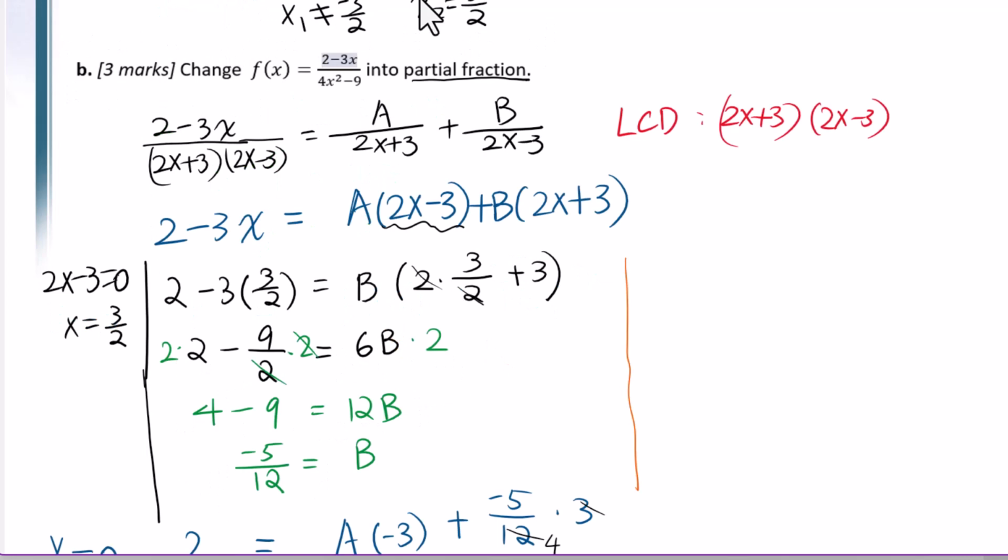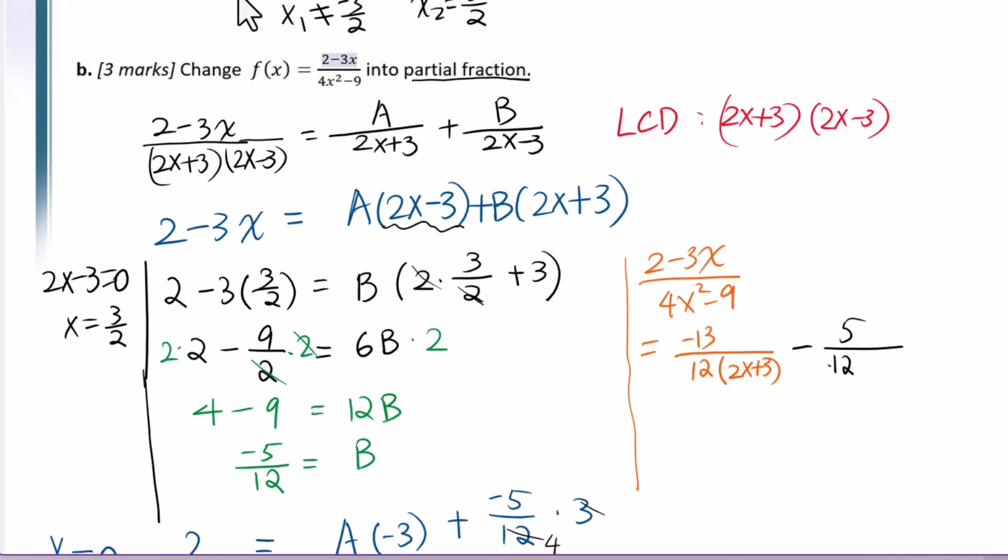In other words, we can write (2 minus 3x) over (4x squared minus 9) equals a, which is negative 13 over 12, over (2x plus 3). Since b is negative, we write minus 5 over 12 over (2x minus 3). This is the partial fraction for f of x.